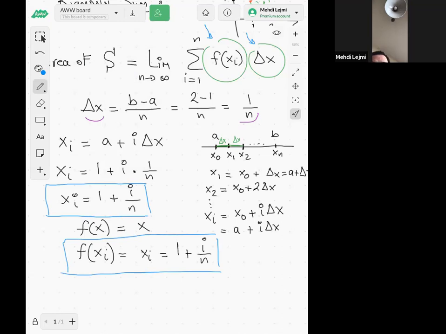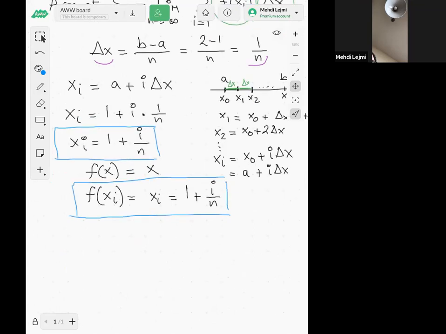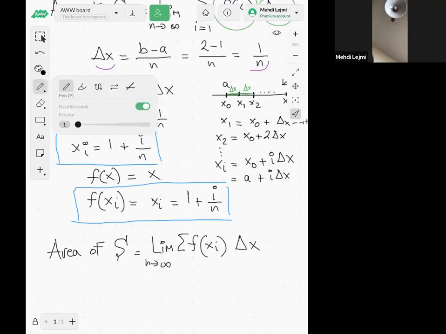Now let's apply this Riemann sum. So now we can compute the area of S, which, we said, is the limit as n goes to infinity of the sum of f of xi times delta x, with i going from 1 to n.